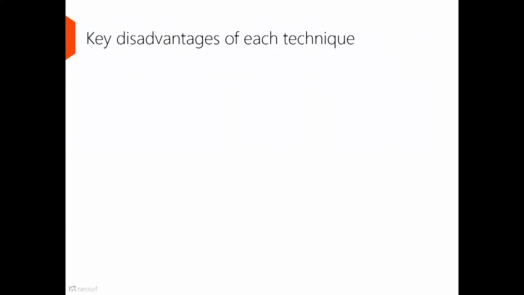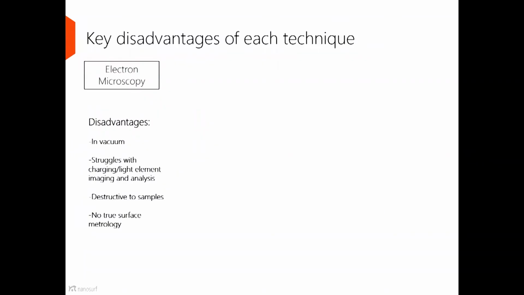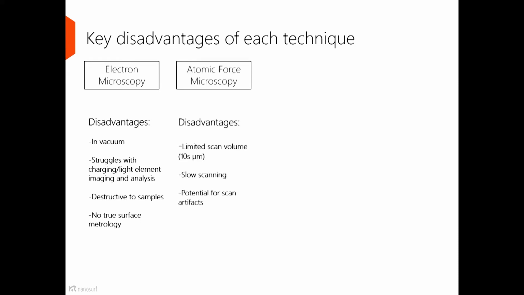But just as with anything in life, the sword cuts both ways. Our advantages can also be disadvantages. So electron microscopes have to work in vacuum. Electron microscopes generally struggle with charging issues. We're putting in an electron beam, and if something is insulating, it will build charge up, and that can cause issues. It can struggle with light element imaging and analysis. It can be very destructive to the samples. It's not uncommon to burn things away. And again, it's really hard to get three-dimensional true surface metrology with an electron microscope.